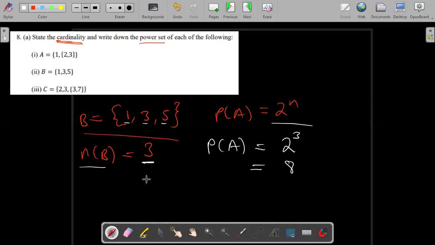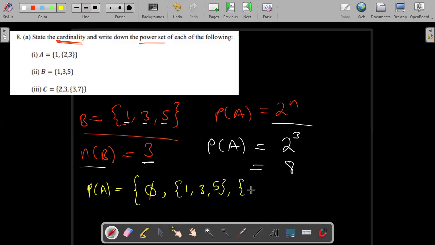Now, they're telling me to state and write down the power set. So the power set of A is going to contain what? I need to list the subsets. I can always start with the empty set, that is always going to be part of it. That is 1. Then the set itself is always contained there. Those 2 conditions I must always remember. So I have to list the other 6.